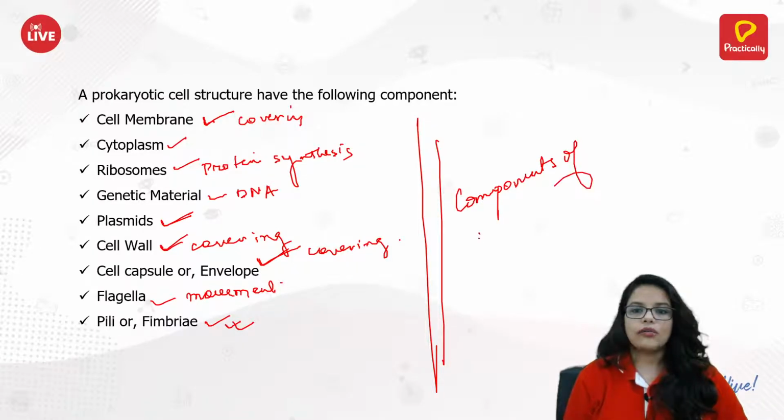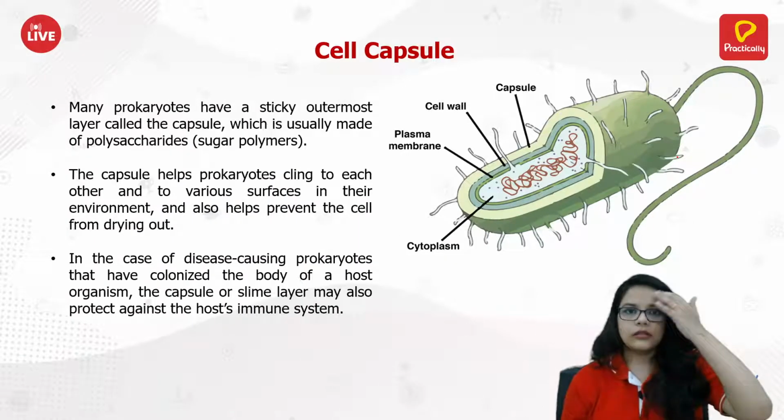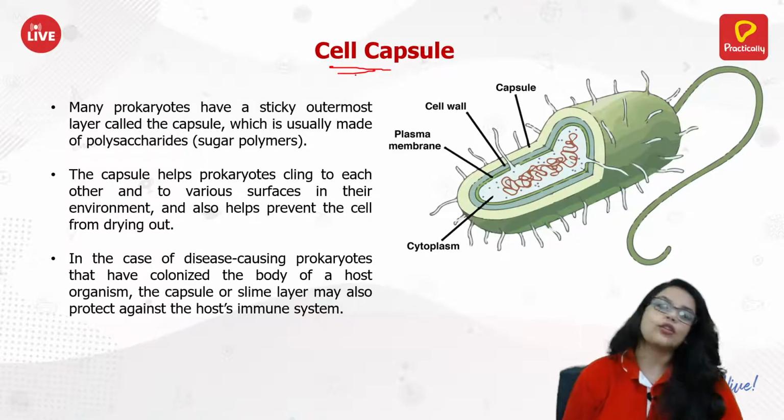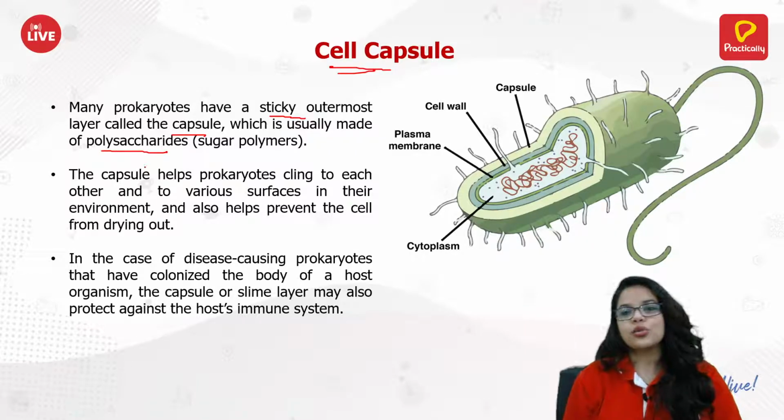Components of the prokaryotic cell. We'll start with the outer covering, that is the cell capsule. Please understand that the cell capsule is only present in prokaryotes and not in eukaryotes. So what is this? This is basically a sticky outermost layer made up of polysaccharides, sugars.